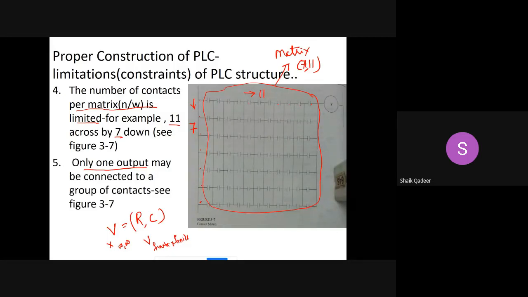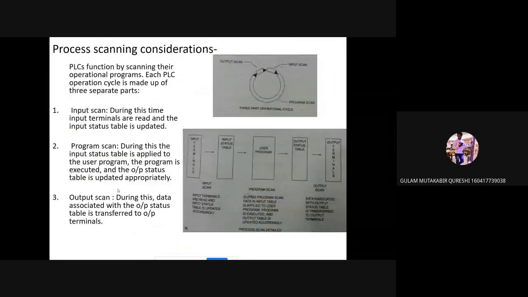Can I move further? Already I have explained this thing, once more I am repeating. Scanning process in PLC. Actually, it is not mentioned in the syllabus, but without this, you cannot understand anything of PLC. That's why it needs to be discussed. There are actually 3 parts in scanning: one is input scan, another is program scan, and the last one is output scan.